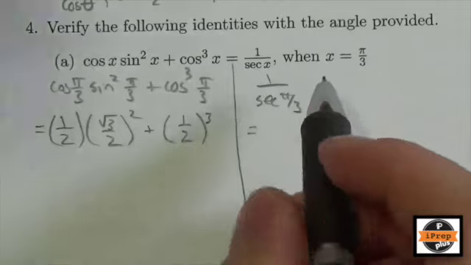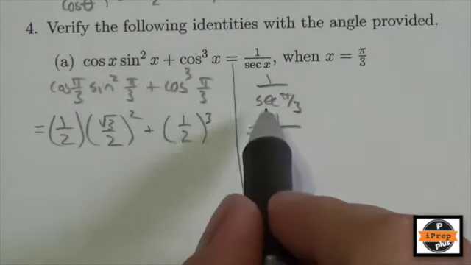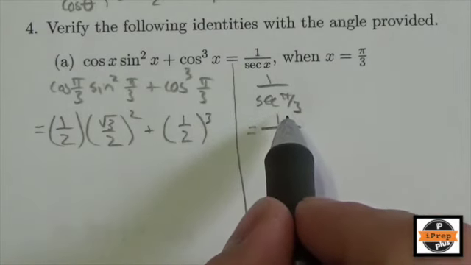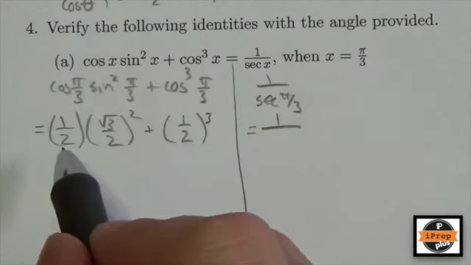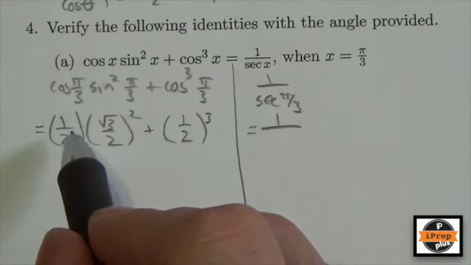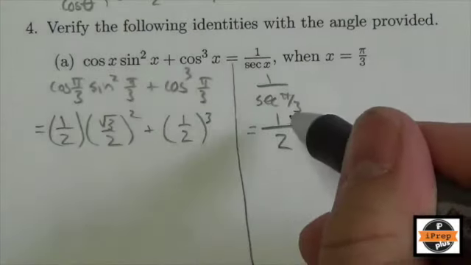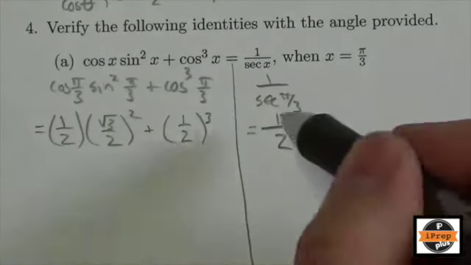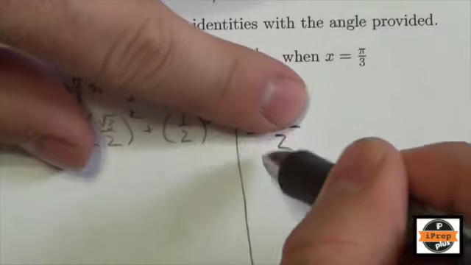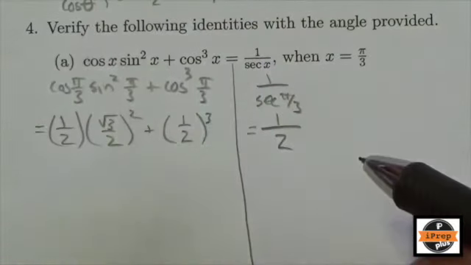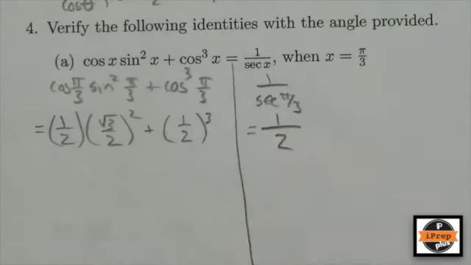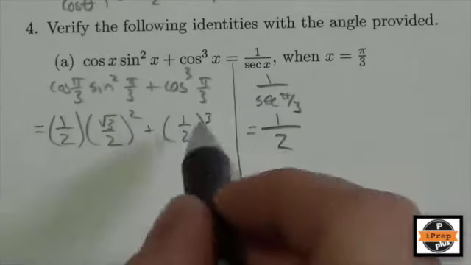Over here, 1 over, well, secant is the reciprocal of cosine of pi over 3. I already know that the cosine of pi over 3 is 1/2. So the reciprocal of it down here is going to be 2. So the whole expression becomes 1/2, but it's really 1 over the secant of pi over 3, and that secant of pi over 3 is 2. That's kind of done.